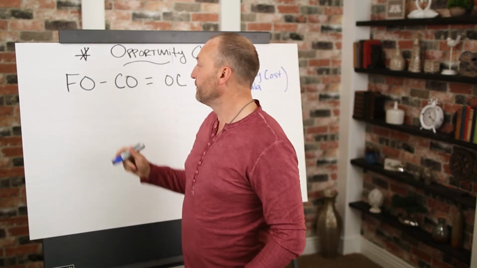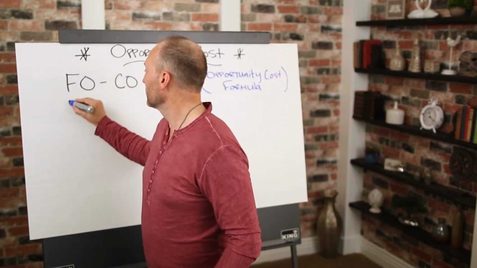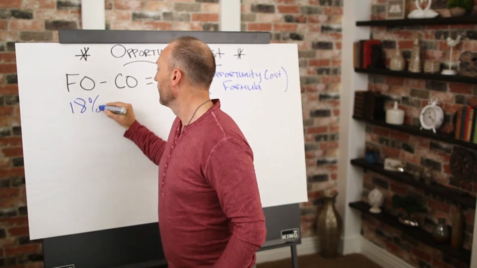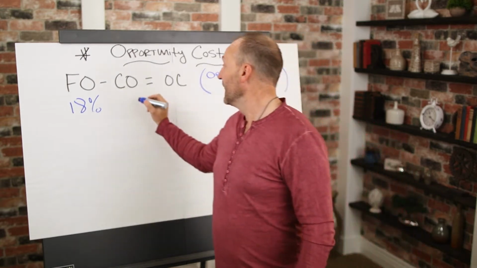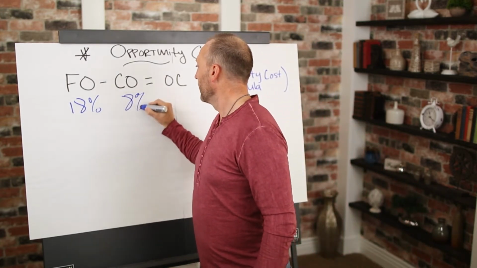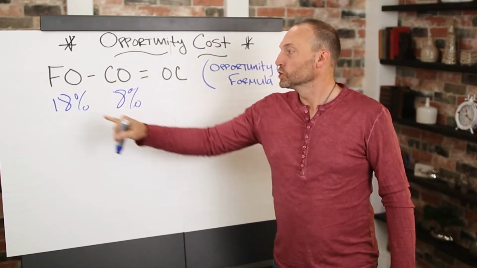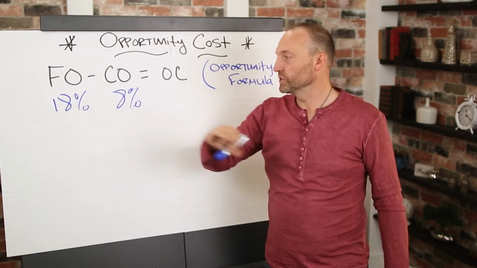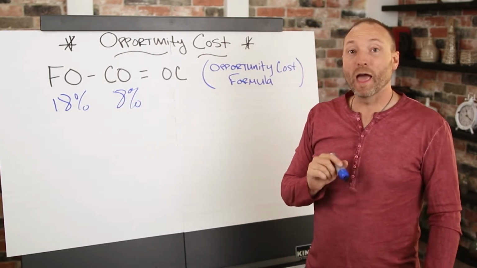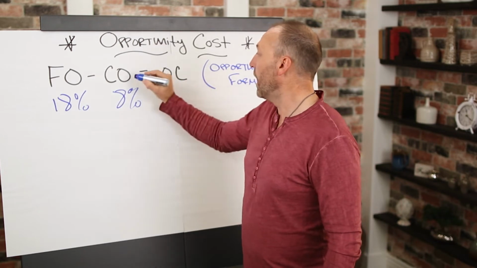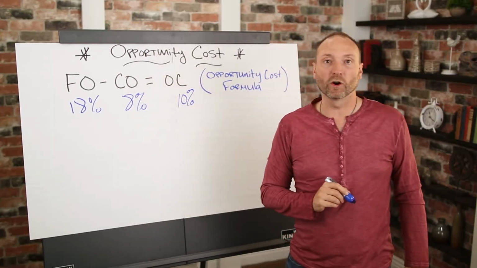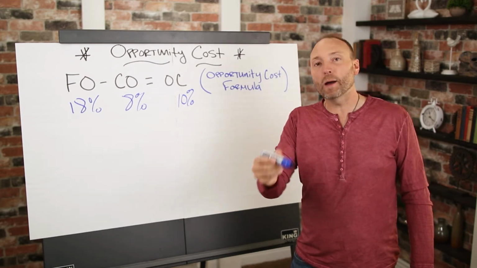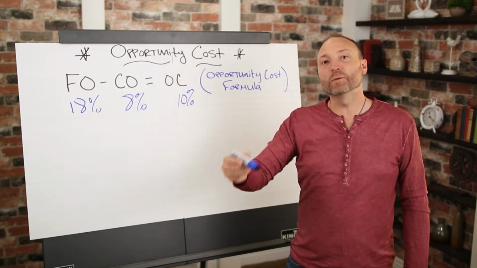So let's say I forego investing in real estate that could make me 18%. So this can make me 18%. But investing in the stock market is going to make me 8%. So that's the chosen option. So I don't invest in multifamily real estate. I do invest in the stock market. That means the opportunity cost of investing in the stock market is actually 10% per year. I lose out on the opportunity to earn 10% per year.